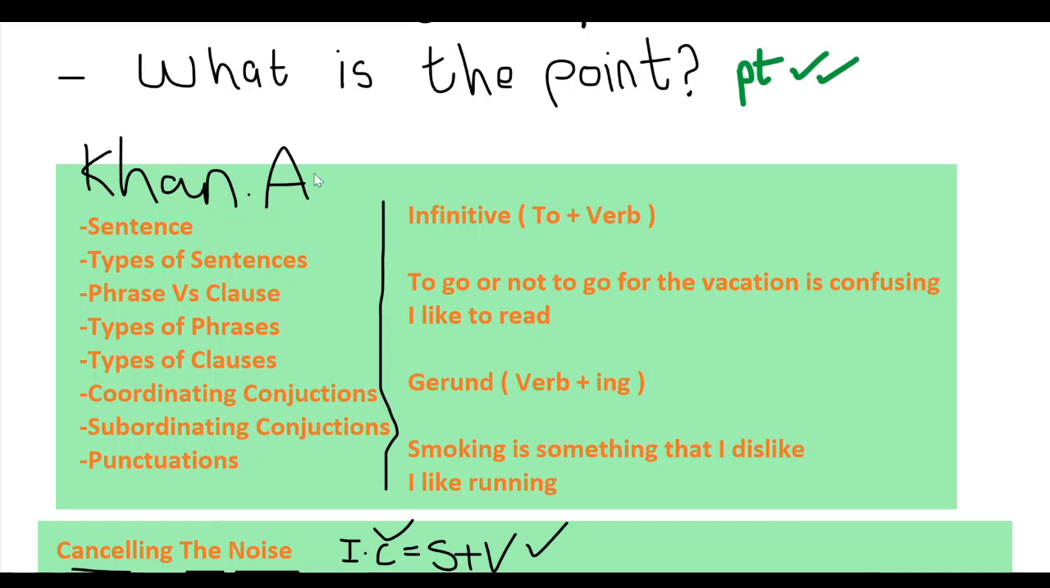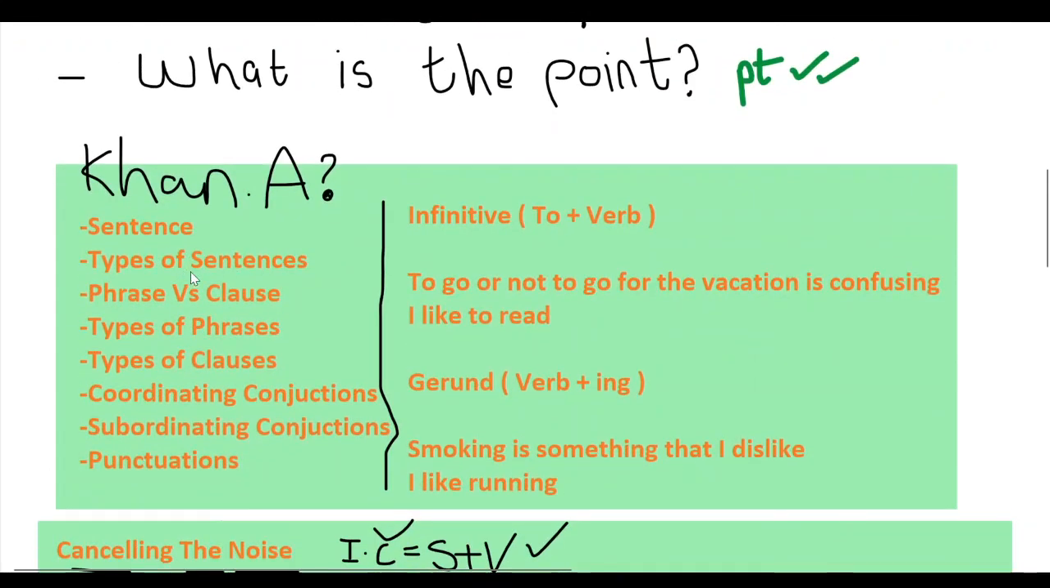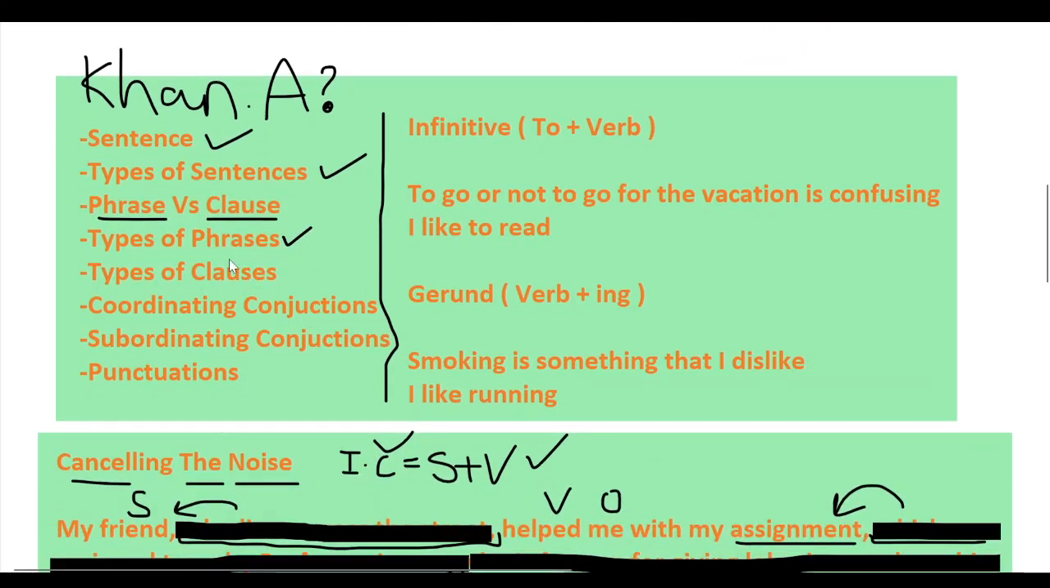However, what are the things that I expect you to know when it comes to independent clauses or applying probably CTN? You should know what a sentence is. You should know the different types of sentences, like simple sentence, complex sentence, compound sentence. And if I move in further, you should know what a phrase is, what a clause is. You should know different types of phrases and their different nature. You should know different types of clauses like relative clause, independent clause, dependent clause, that kind of thing.